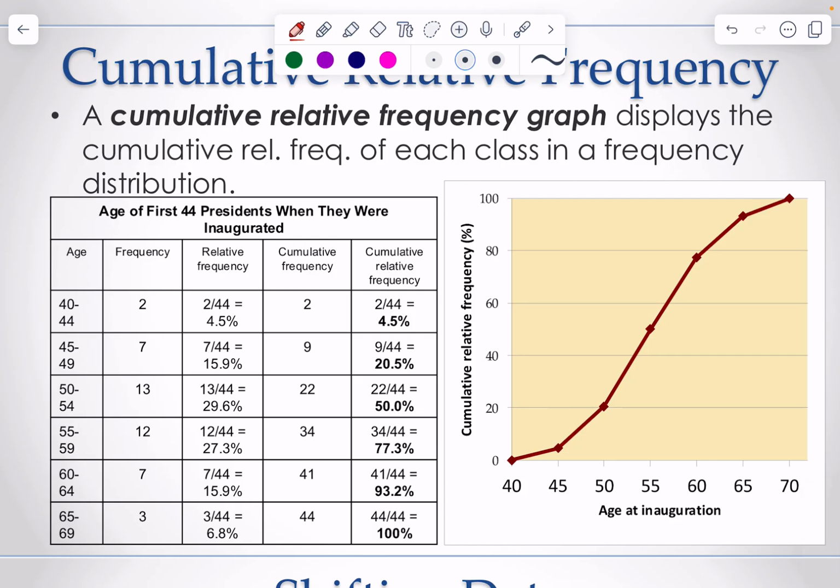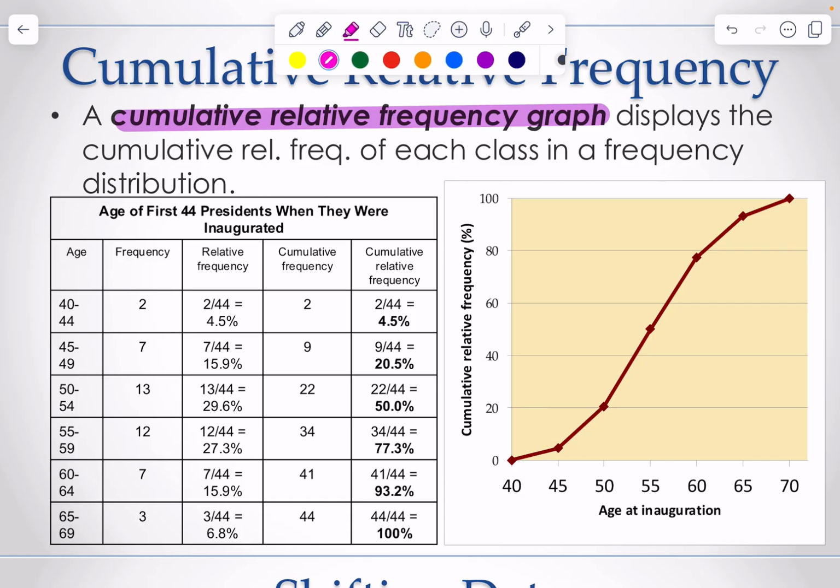But what we're looking at when we talk about cumulative relative frequency is a display of our percentiles, essentially. We're talking about a running total of our percentiles as we go through our distribution. As we look at the table here, there's a lot going on, so we're just going to break this down a little bit.